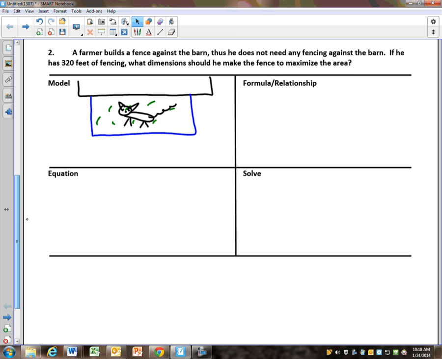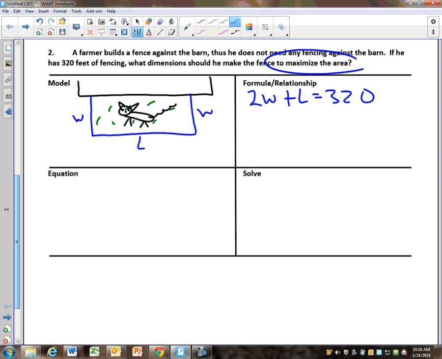So I'm going to label this width, length. You tell me. Give me a formula. Very good. 2W plus L is equal to 320. What's driving this problem? It says maximize area. No, you will not always maximize. In this problem, we want to maximize area, though. So, area is equal to width times length. Solve for L. L is equal to?